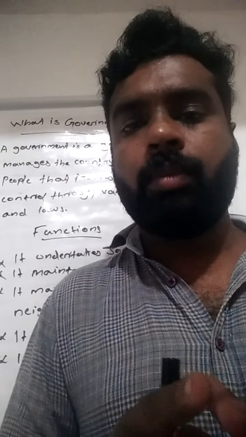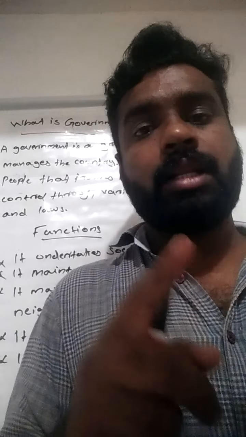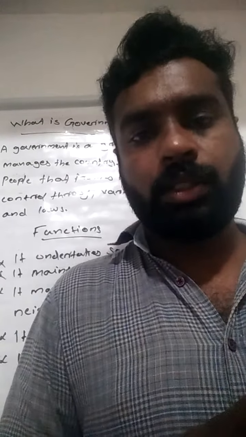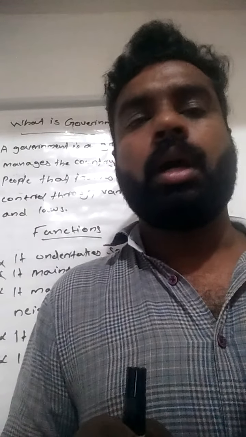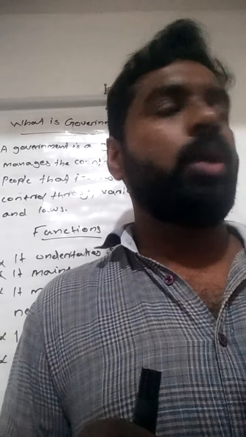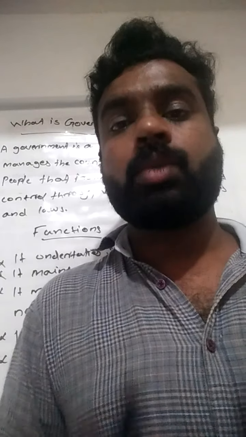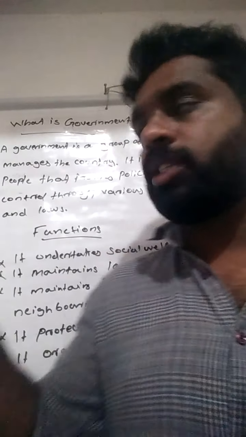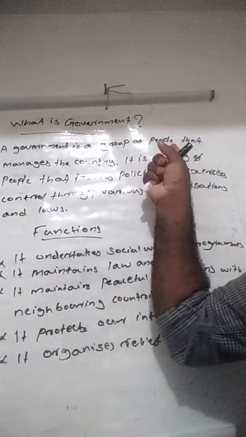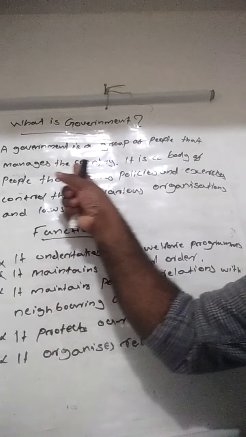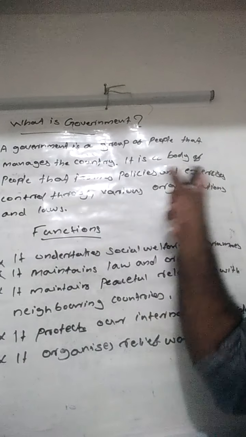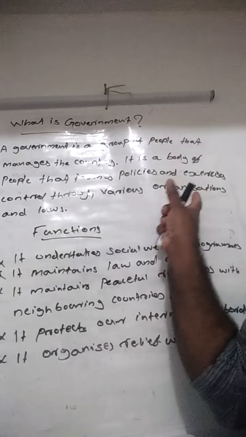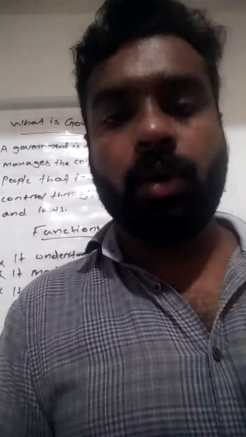Today we studied what is government, what the main functions of the government are, and how it is working. One activity I am giving: today you can write one question, what is government. The definition I gave: a government is a group of people that manages the country. It is a body of people that frames policies and exercises control through various organizations and laws. Okay, thank you.